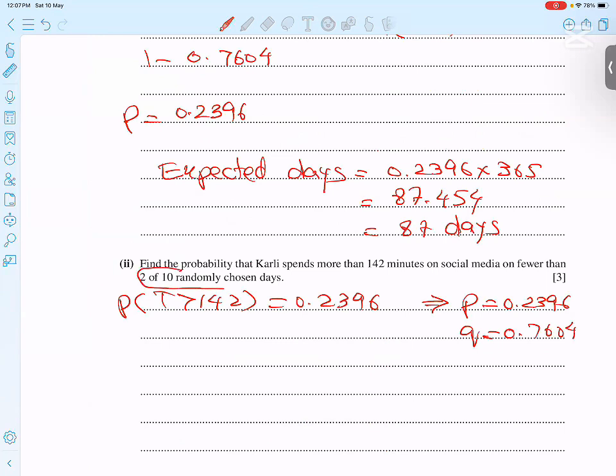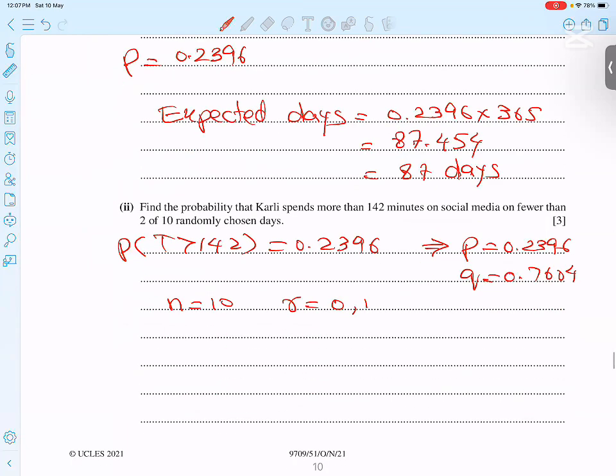But he said 2 out of 10 days. So the sample taken, N, is 10. But R is fewer than 2. What does fewer than 2 mean? It means less than 2: 0 and 1. So we have to apply the binomial formula, which you know. I'm writing it here.